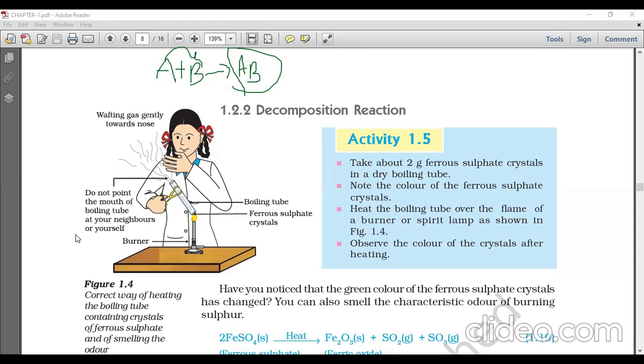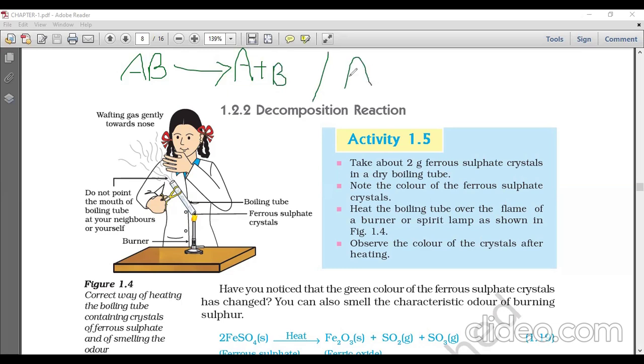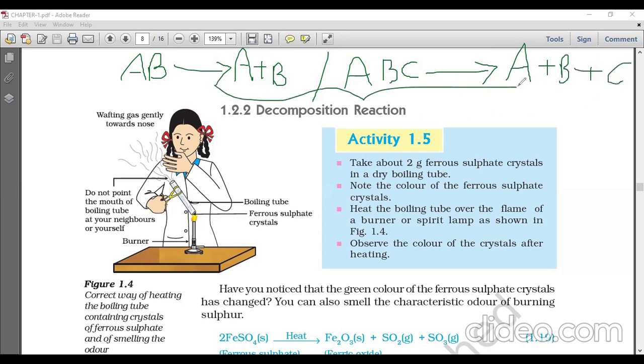Now decomposition reaction. Decompose means divide, right? It is the reverse of the first one. This is a hint for you: AB gives rise to A plus B. It is the reverse of the combination reaction. If ABC is a product, it can also be divided into three simple substances, A plus B plus C. This is a hint for decomposition reaction.